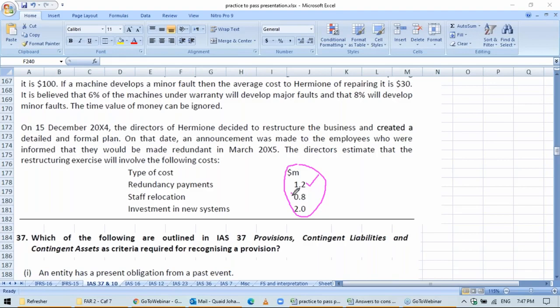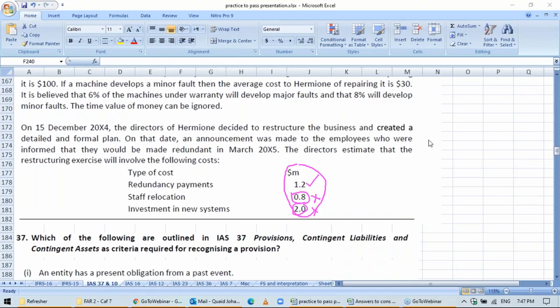Staff relocation. If you relocate a staff, what will that staff do when they move to a new location? They will work for the company. They will continue. So this cannot form part. This is connected to continuation. And investment in new systems. Why do you invest in a new system? To continue the business. So this will also not form. So this one is the only item, 1.2 million.